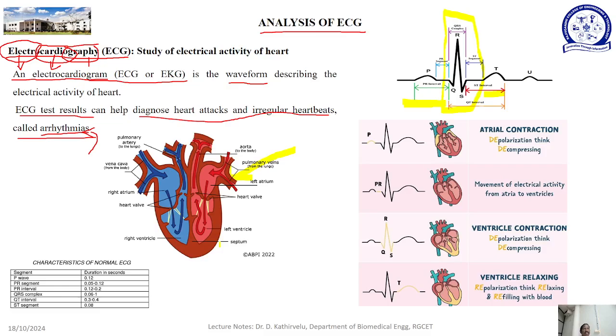A faster heartbeat is called tachycardia, and a slower heart rate is called bradycardia. Elongation or compression of these intervals results in arrhythmia, which denotes that the heart is not functioning in its normal state. So the ECG waveform is of clinical importance to identify whether your heart is functioning in its normal state.